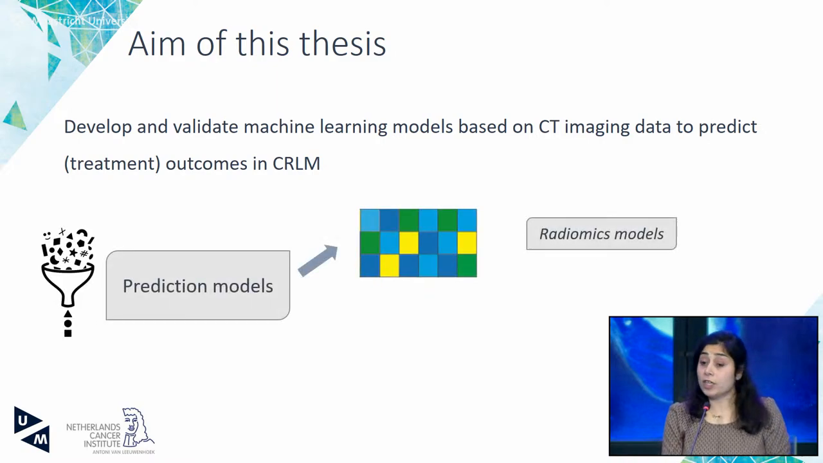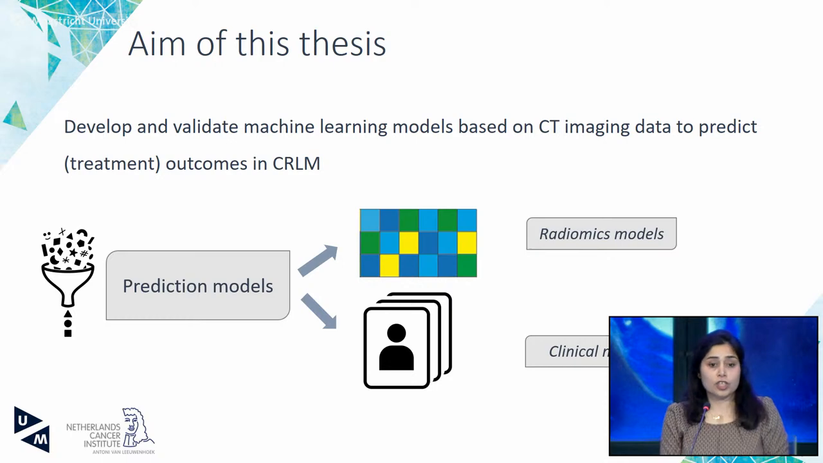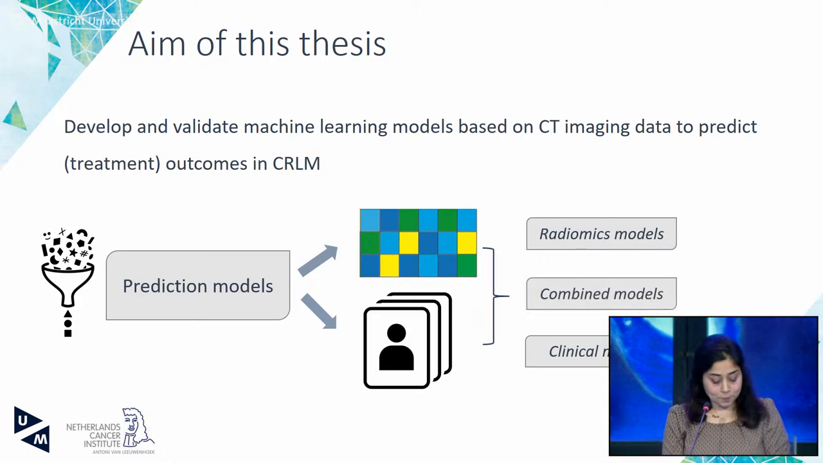If we use the radiomics features, which I explained about, we call it the radiomics model. And if we use clinical variables such as age, gender, treatment, or location of lesion, we call it the clinical model. And if we combine that information together and build the predictive model, we call it the combined model.